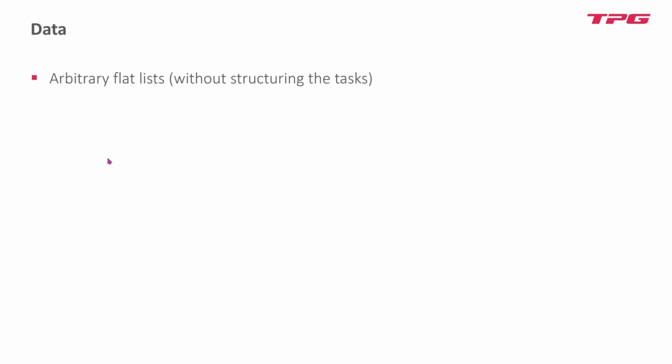So, arbitrary flat lists without structuring the task. So you can have any list of tasks to create. Give it a name, have a list, enter the tasks, and that's it. So we have no plans, we just have lists, right? And the same thing with the planner. There is no possibility to do any structure, no outline, nothing. It's just a flat list at the end.